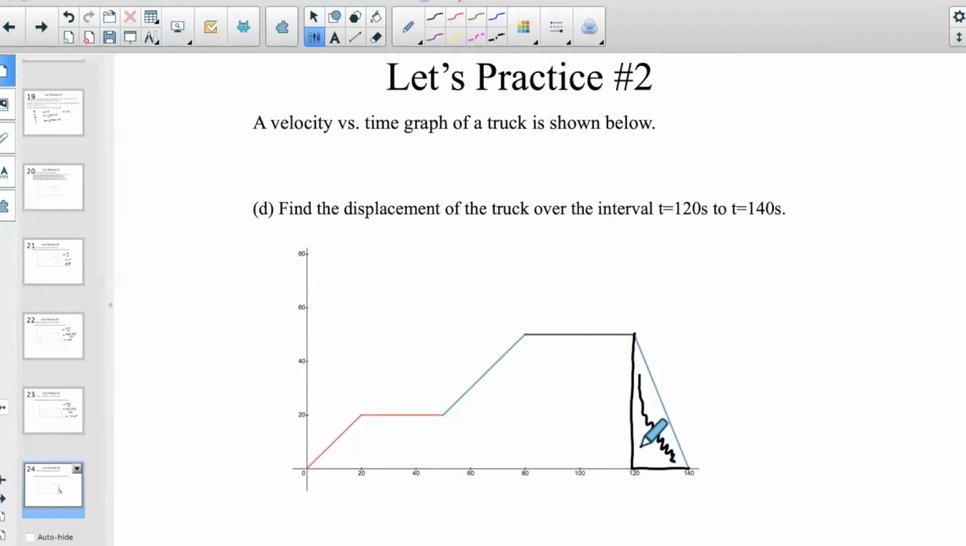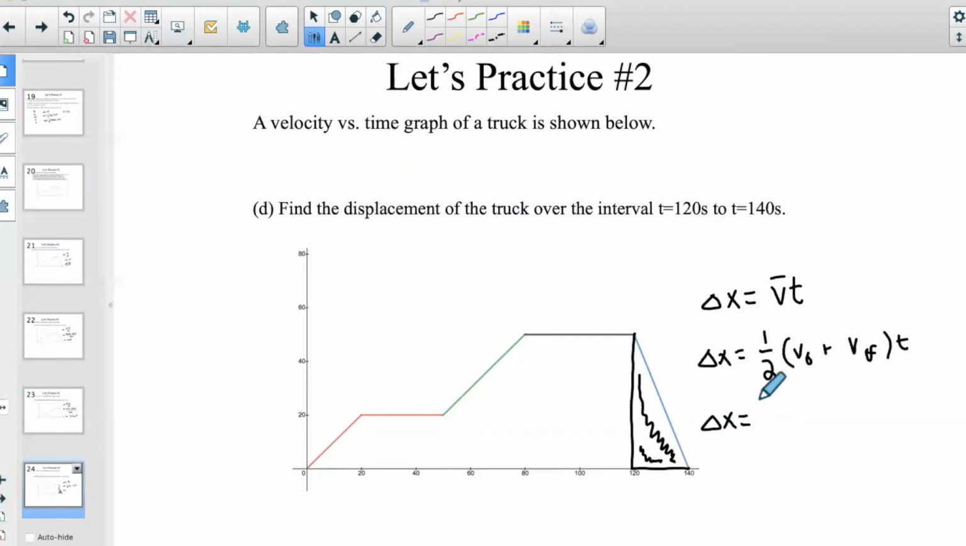Now, we don't need to use any fancy calculus to do this because we can see here, since there's a constant slope, that this is just a triangle. So we can just use delta x equals v bar t. And we know that that can also be written as delta x equals 1/2 (v naught plus vf) times the time. And so we know our initial velocity, our final velocity, and the time period.